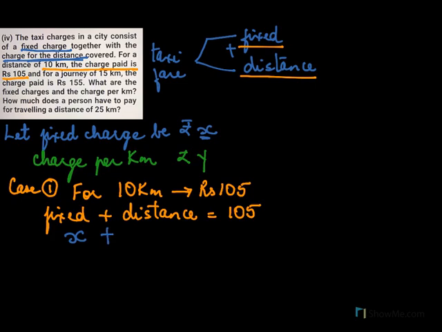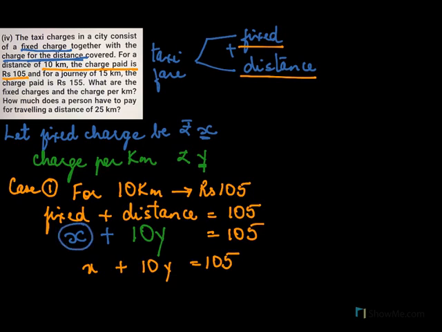And here he is traveling 10 kilometers. And for each kilometer it is Y. So for the distance he has to pay 10Y, which is now equal to 105. So the equation in this case is X plus 10Y is 105. This X is the fixed charge, and this 10Y is the charge per kilometer for the distance he pays. So this is my equation 1.